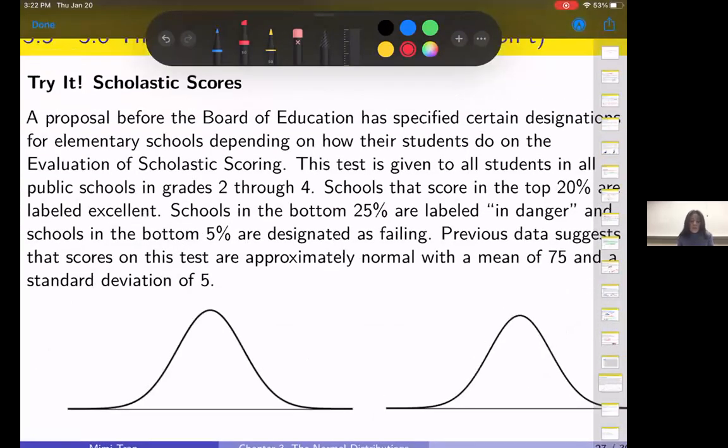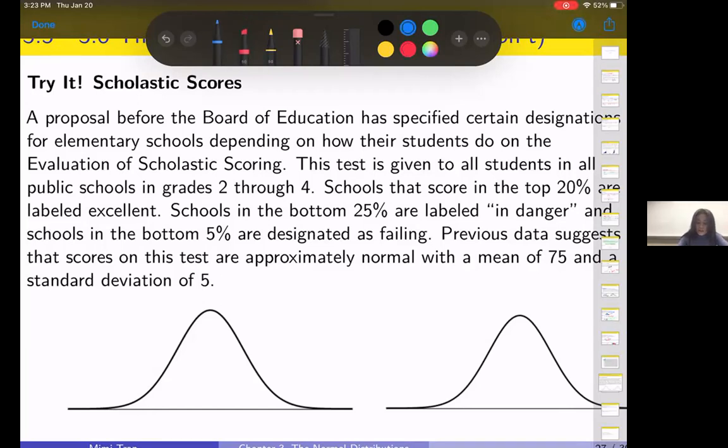A proposal before the Board of Education has specified certain designations for elementary schools depending on how their students do on the evaluation of scholastic scoring. This test is given to all students in all public schools in grades 2 through 4. Schools that score in the top 20% are labeled excellent. Schools in the bottom 25% are labeled in danger. Schools in the bottom 5% are designated as failing. The previous data suggests that scores on these tests are approximately normal with a mean of 75 and standard deviation of 5.